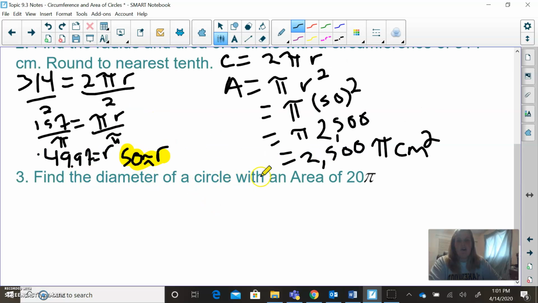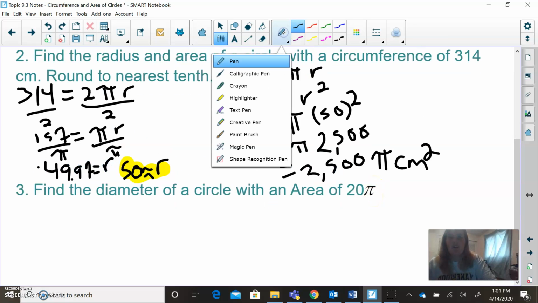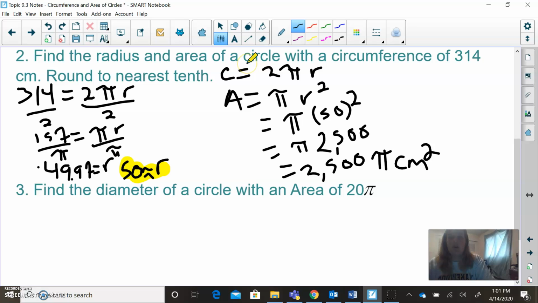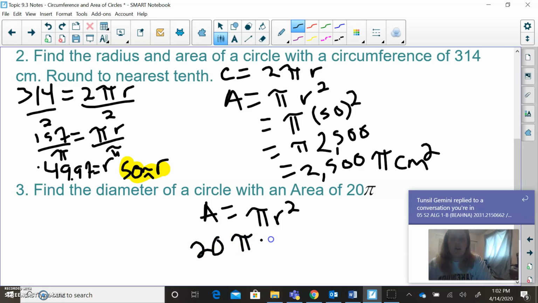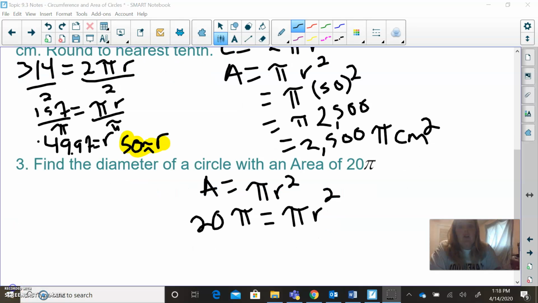Now we're going to find the diameter of a circle with an area of 20 pi. So, like I said, we're going to use the area formula. So, the area is equal to pi r squared. But we already know what the area is, so 20 pi is equal to pi r squared.